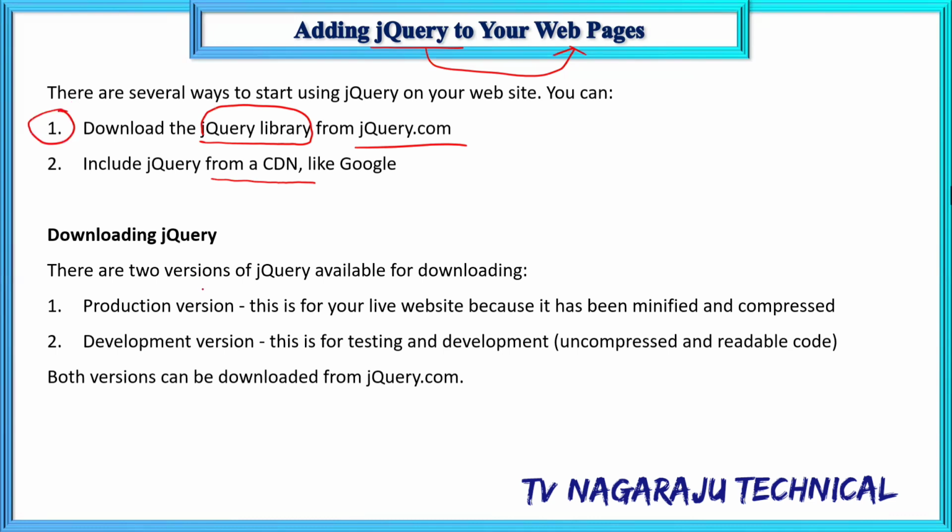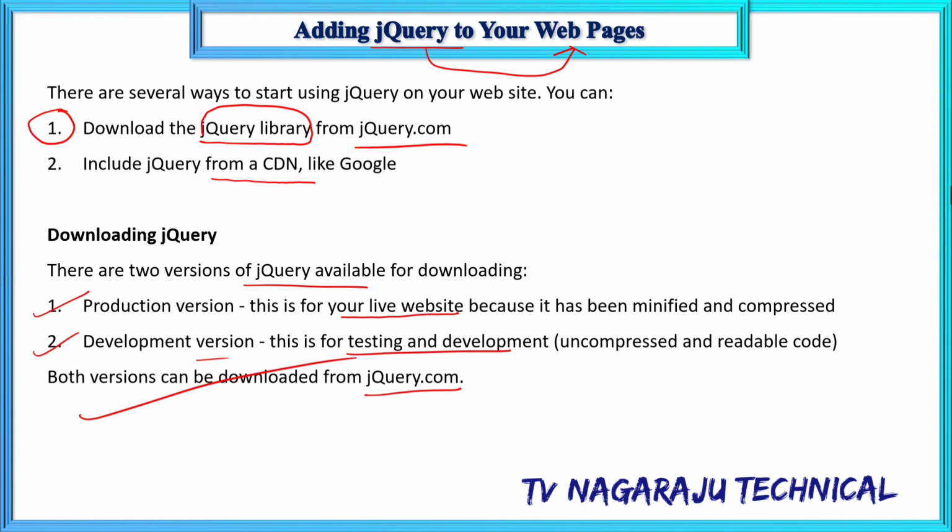Now, while downloading, two versions of jQuery are available. One is the production version, the second one is the development version. Generally, the production version is useful for live website design. The development version is useful for testing and development. Remember which version you need to develop? Ignore that. Directly, if you are moving to jQuery, click on download. Automatically, both versions are downloaded.